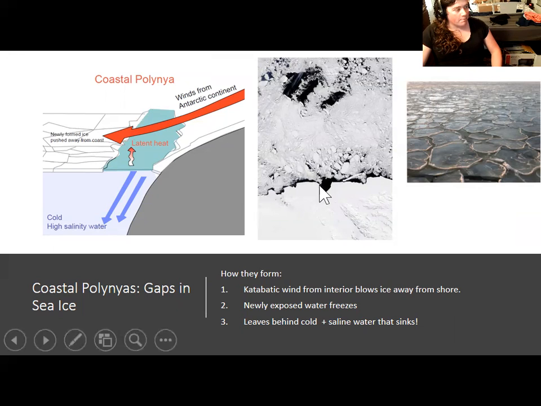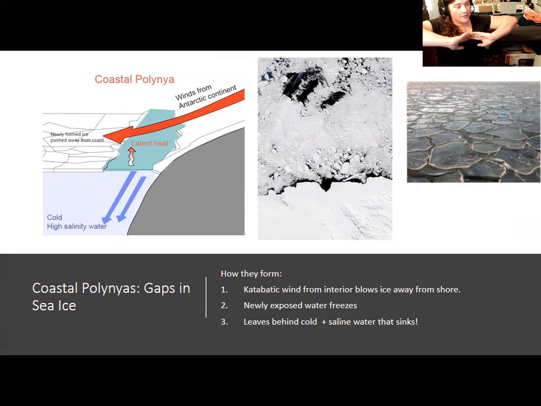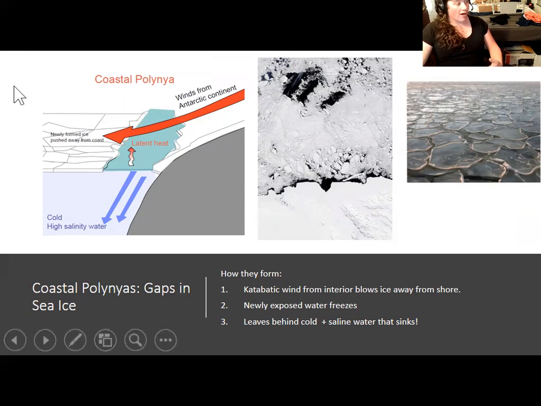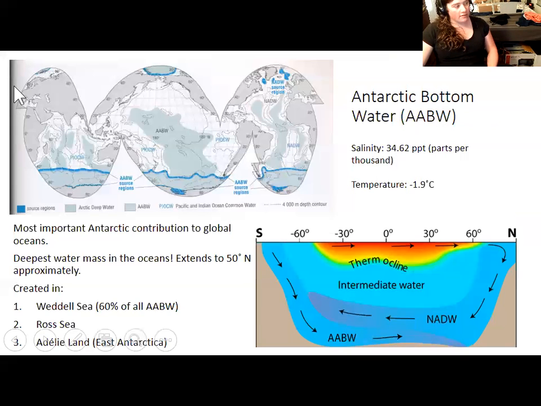And you can see in a satellite picture, that's why you'll often see a little bit of open water at the very edge of Antarctica, because the katabatic winds are constantly pushing away the sea ice from the coast and generating more sea ice formation, and thus generating the formation of this cold, salty Antarctic bottom water. And that's what it's called. It is a specific mass of water referred to as Antarctic bottom water, AABW, if you're going to go by acronyms. It is very salty and it is very cold.